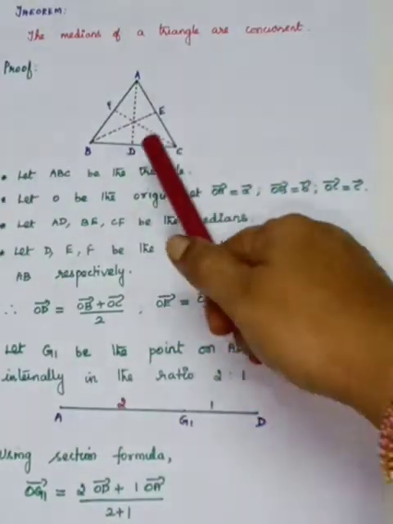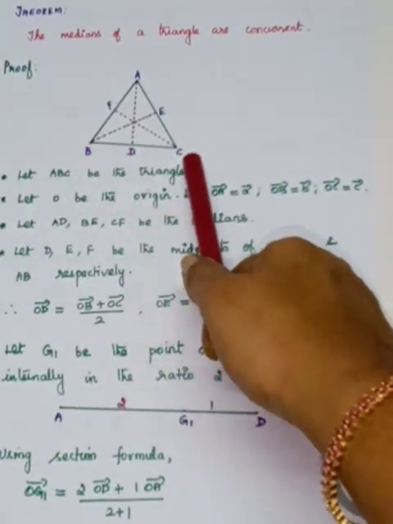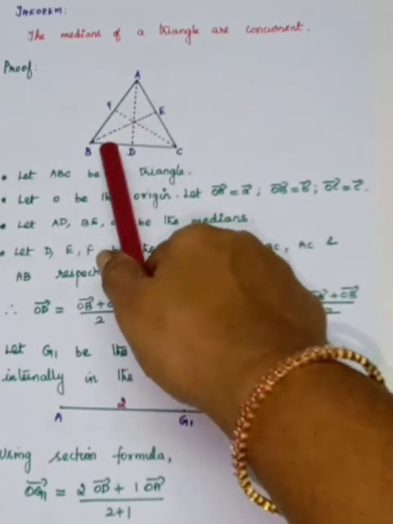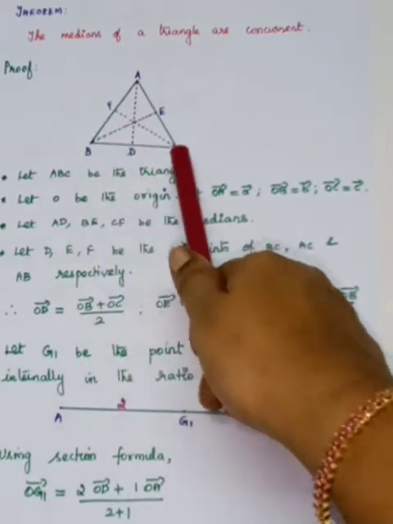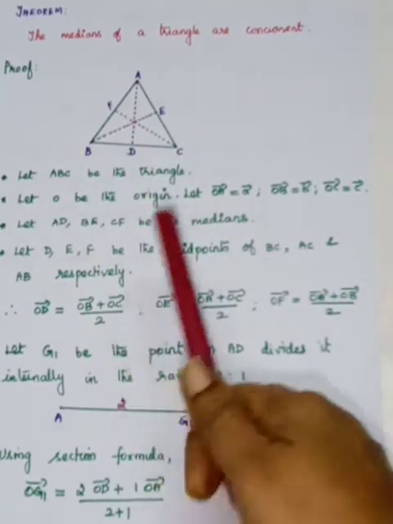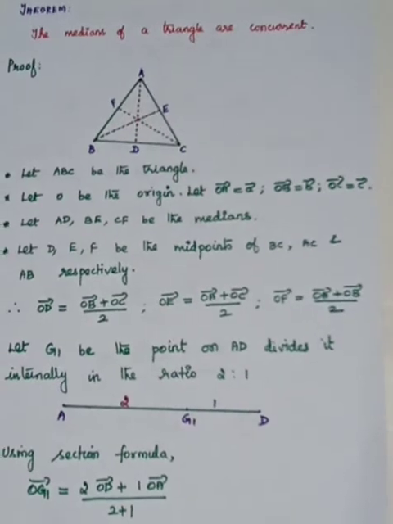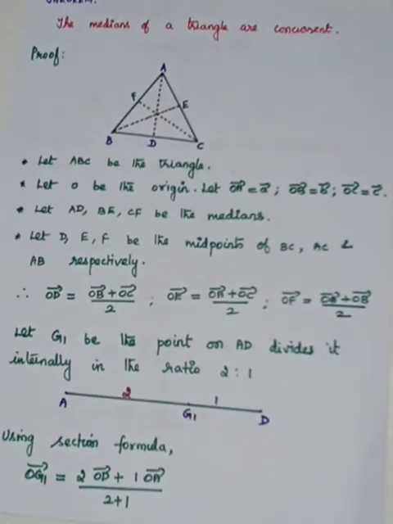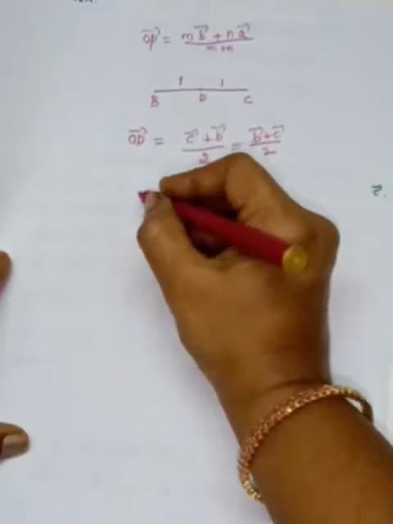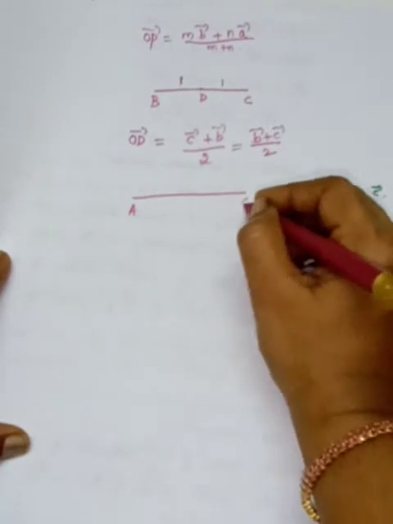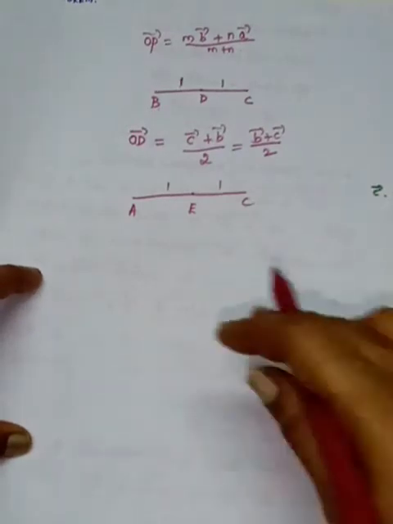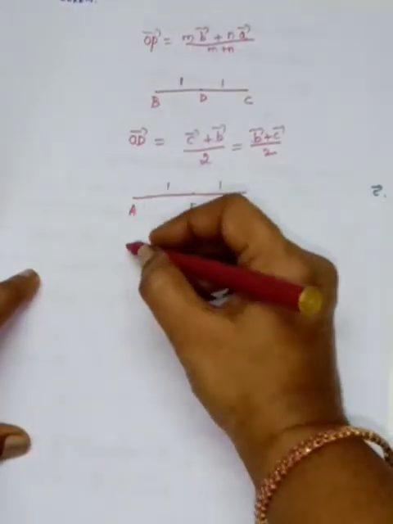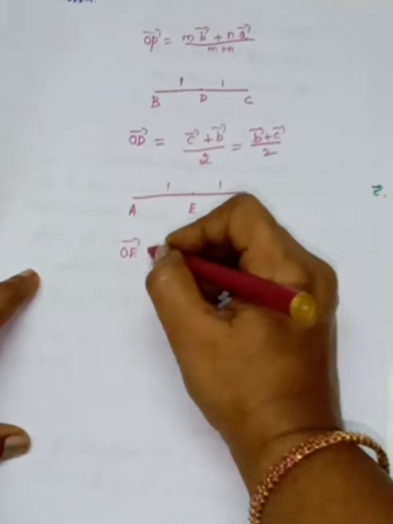So D is the midpoint of BC, means D divides BC in the ratio 1:1. So OD vector is equal to OB vector plus OC vector by 2. Okay. Then in the same way, E is the midpoint of AC. So you have to draw AC. Which is E is the midpoint. So E divides in the ratio 1:1. So using the section formula, what are you going to find? You are going to find the OE vector.